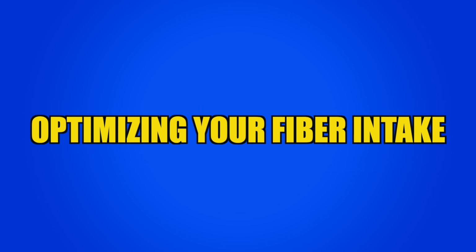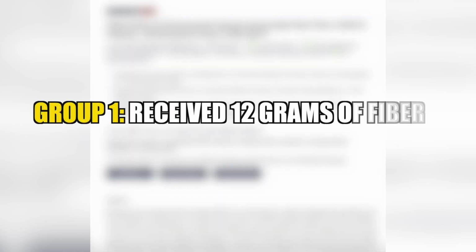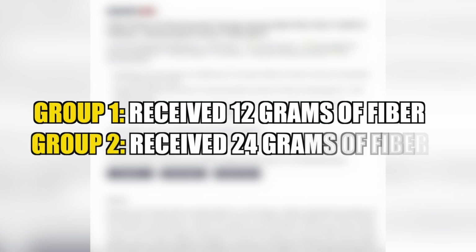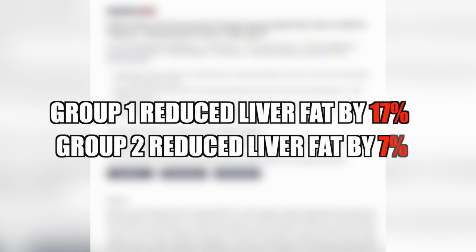Secret number 2 is optimizing your fiber intake. In one study, researchers recruited 28 people with fatty liver and divided them into 2 groups. Group number 1 received 12 grams of fiber on top of what they were already eating. Group number 2 received 24 grams of fiber on top of what they were already eating. After 8 weeks, group number 1 reduced their liver fat by 17%, group number 2 reduced it by 7%. So more fiber is helpful.